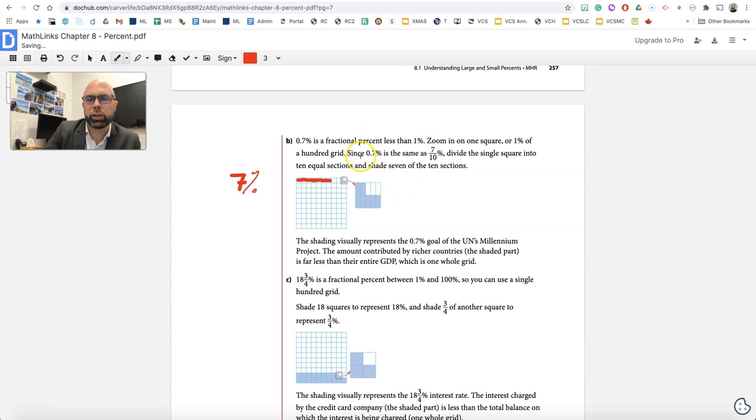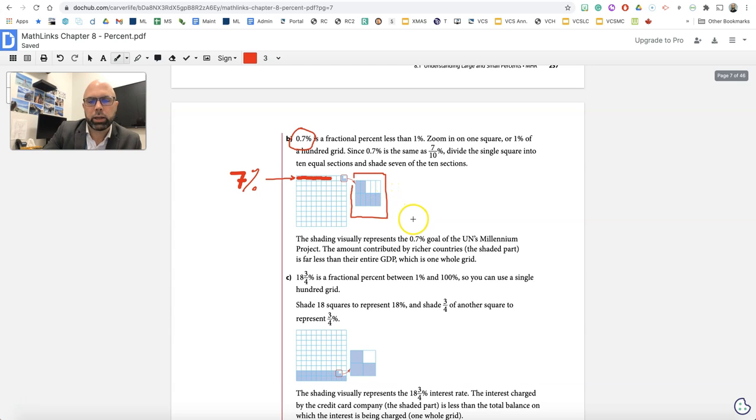But that is different than 0.7%, right? 0.7% is just a piece of 1%. So that's why we're going to zoom out and create this little square here, which represents this cell. We're going to divide it into 10 parts and then shade 7 portions of this 10-part square. 7 out of 10 is going to represent a fractional percent, 0.7%.